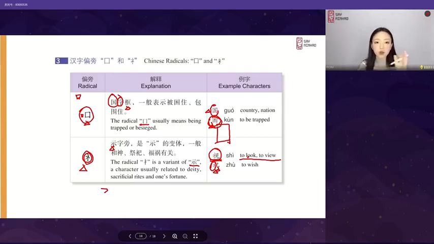One is 国字框, which means trap, border. One is 礻字旁, which is always related to the rites, the rituals, okay?